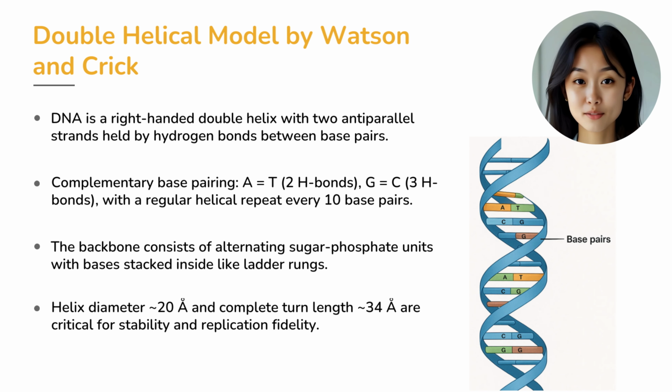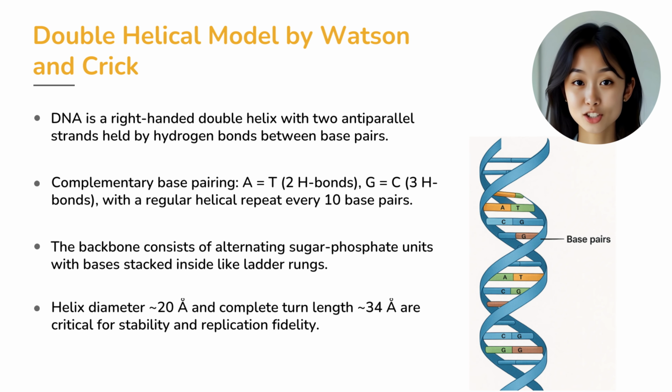Alright, let's unravel the famous DNA double helix, or as Watson and Crick described it, a right-handed spiral staircase with 2 strands running in opposite directions. The 2 strands are antiparallel, meaning one runs 5' to 3' and the other 3' to 5', held together delicately by hydrogen bonds between bases.